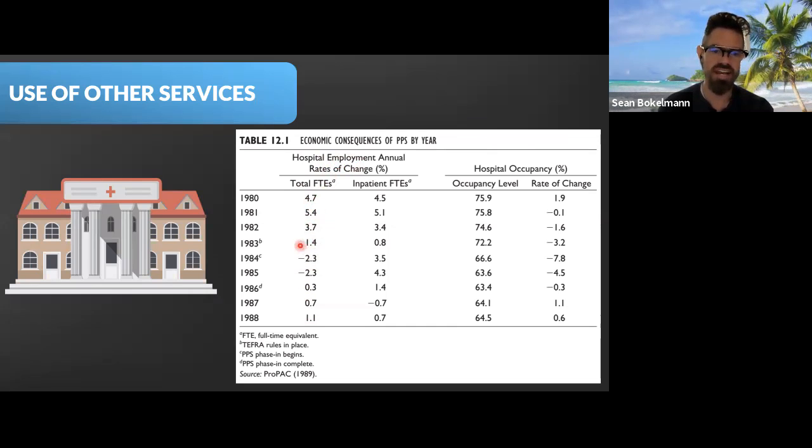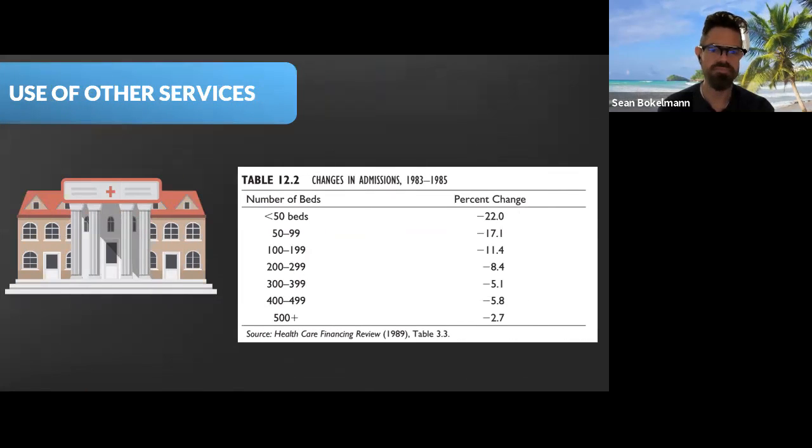So we do see that after the PPS was introduced, there was a significant reduction in employment, both in total full-time equivalents as well as inpatient full-time equivalents. Although let's see, I guess, oh wait, there was actually an increase following the PPS, which is interesting. I'm trying to understand why that would be true. Maybe I have it in the slides here.